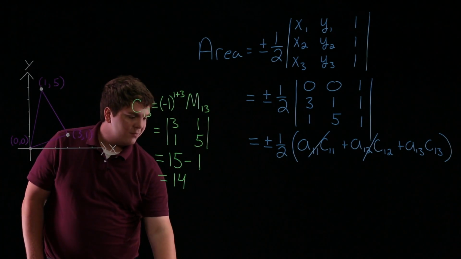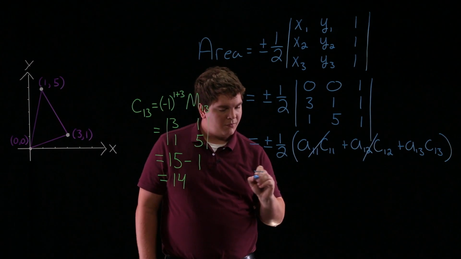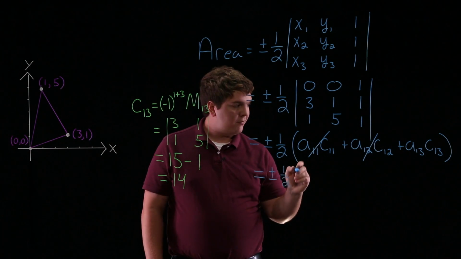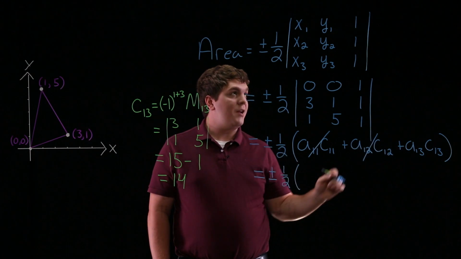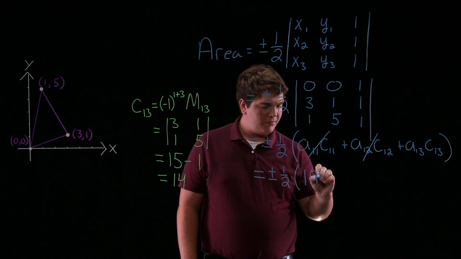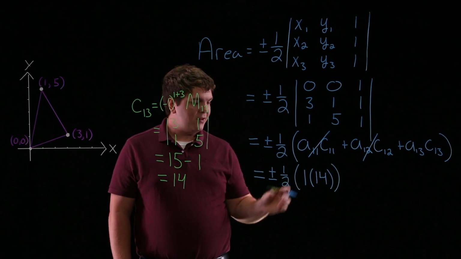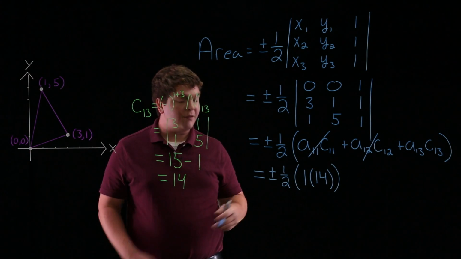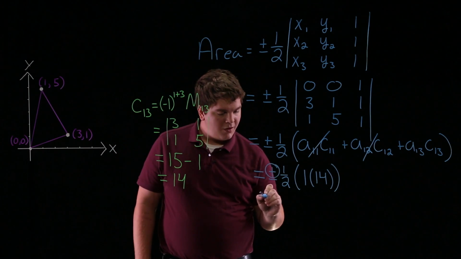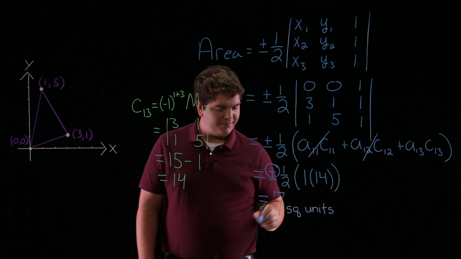So now we can take this and substitute it back into our equation for area. So our area is plus or minus 1/2 times A1,3, which is 1, times 14. Now, since 14 is positive, 1 is positive, and 1/2 is positive, and we want our area to be positive, we'll take the positive sign. So what we're left with is our area is 14 divided by 2, or 7.